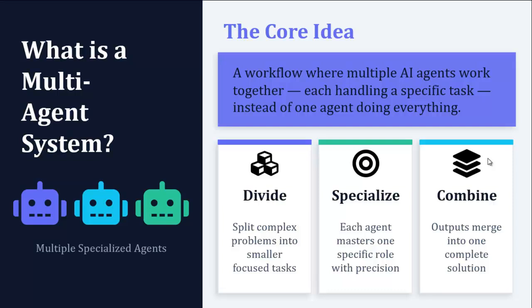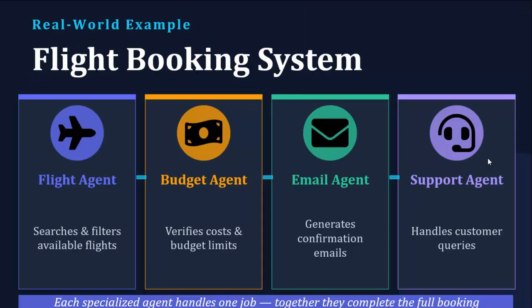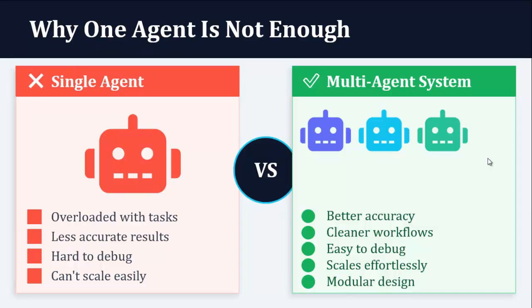Let's take one example, a flight booking system. In a flight booking system, one agent can search flights, another agent can verify budgets, another agent can generate emails, and another agent can handle customer support. So instead of one large AI agent doing everything, we create multiple smaller specialized agents. This approach provides better accuracy, cleaner workflows, easier debugging, modular design, and better scalability.